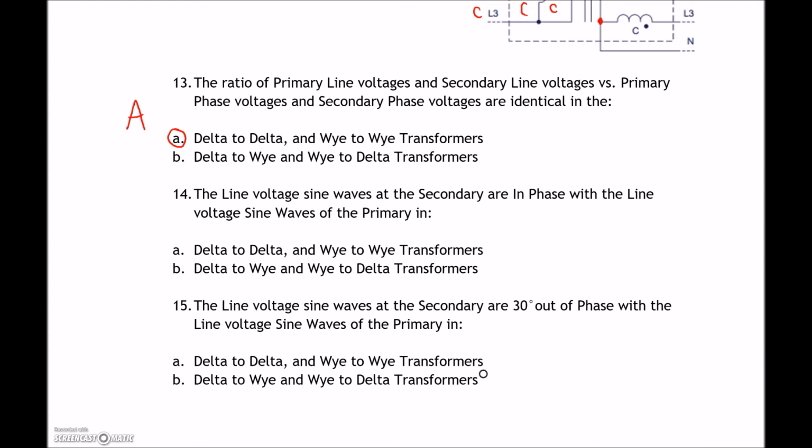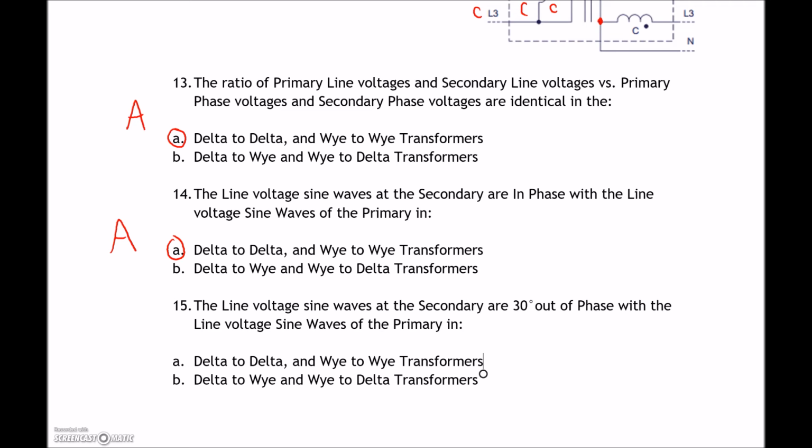If we take a look at 14, line voltage sine waves at the secondary are in phase with the line voltage sine waves of the primary. So that's saying, where are they in phase? Are they in phase in a delta to delta configuration, or are they in phase in a delta to Y? Well, again, these guys are a mirror image of each other, and the Y to Y is a mirror image of each other. So there's no phase shift on a delta to delta or a Y to Y transformer.